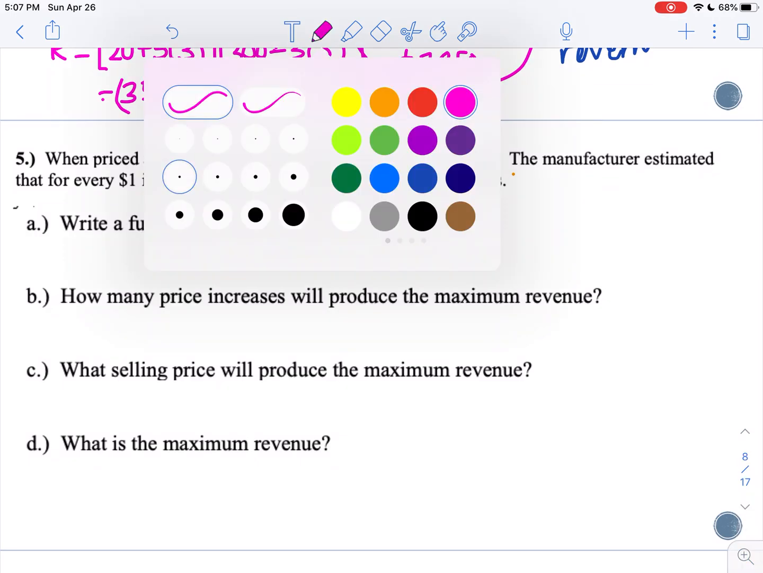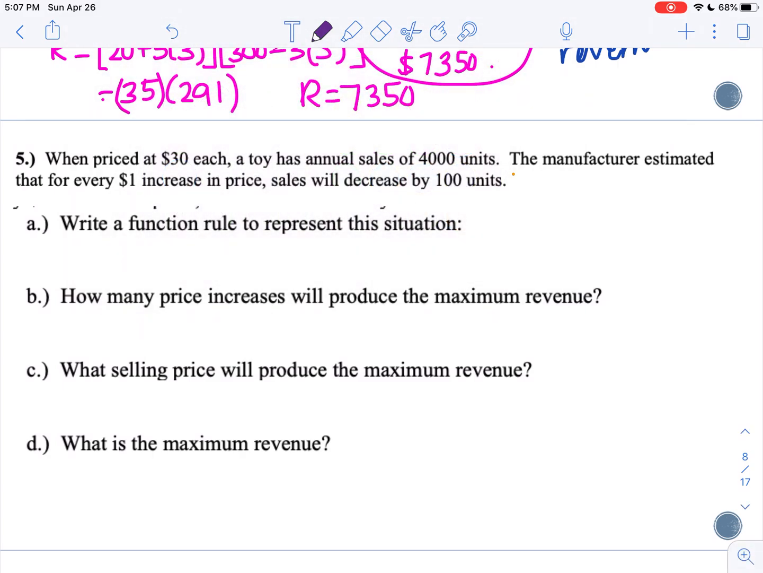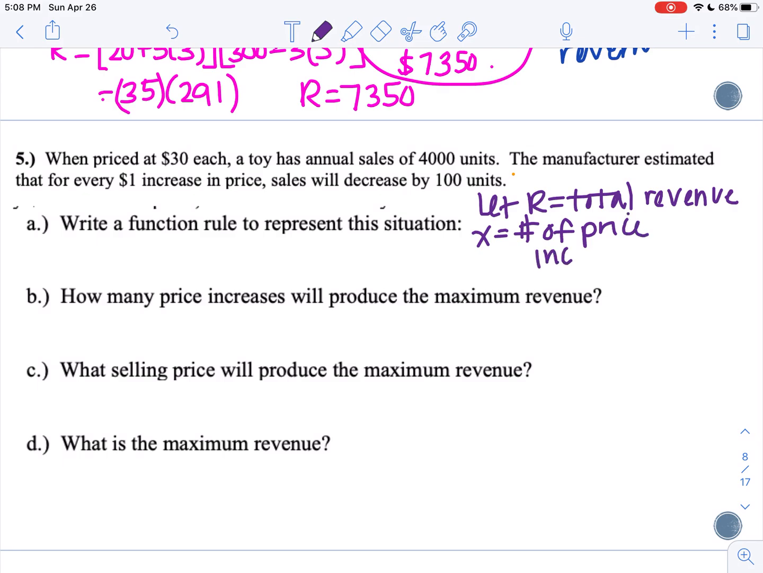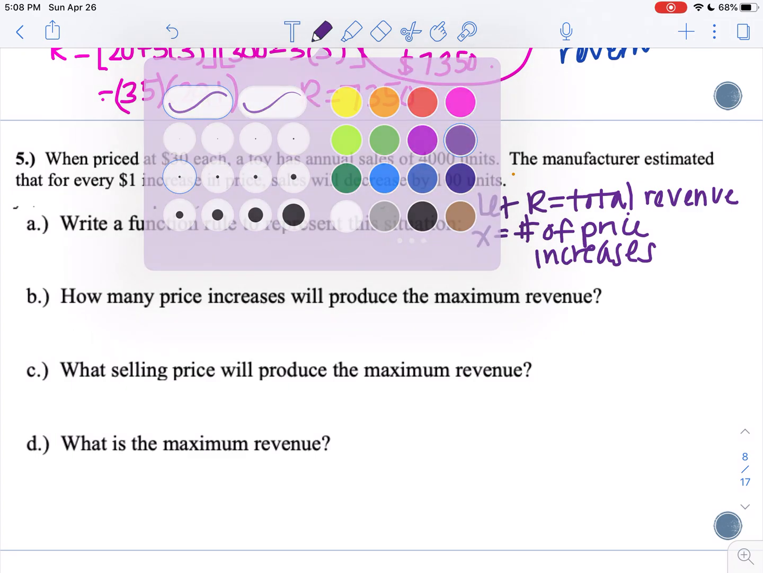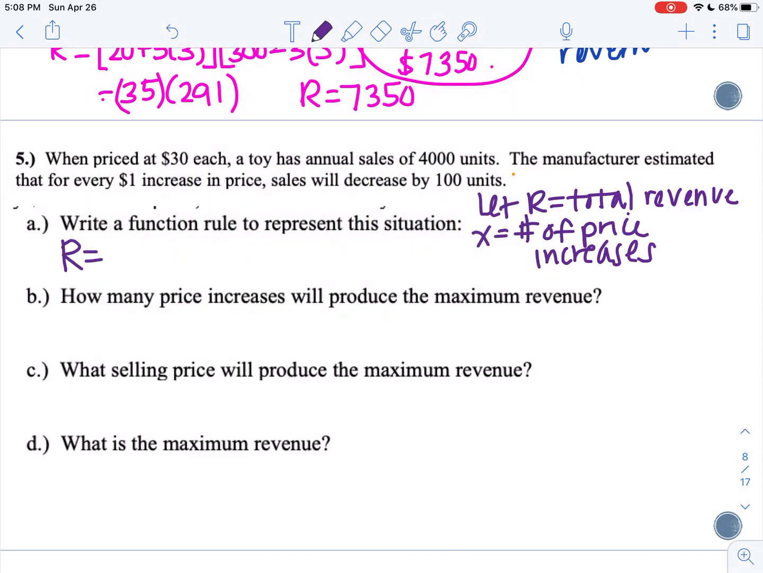I like to always start off with a let statement. So let's kind of do that. We're going to start by saying let R equal the total revenue. And let X equal the number of price increases. You might get some problems that have price decreases, which is nice. This one's really similar to number 4, okay? But just keep in mind, these are both price increases. So let's first start off by writing my function R equals, all right?